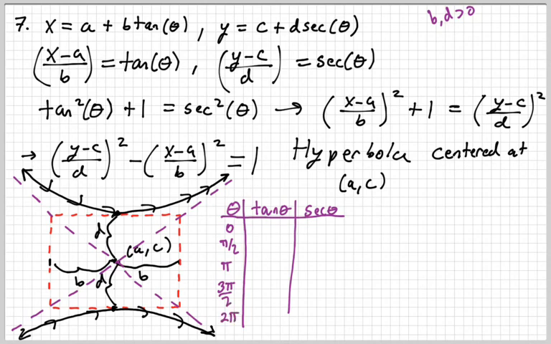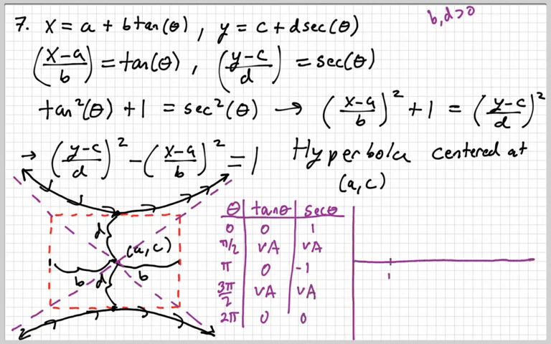So the tangent is going to go 0, vertical asymptote, 0, vertical asymptote, and 0. Secant will go 1, vertical asymptote, minus 1, vertical asymptote, and 1. So we're going to try to sketch this and get a motivation for the orientation here. Okay, so let's put our asymptotes in. Then we'll start with graphing the tangent. The tangent's going to represent our x. So it's going to start at 0.